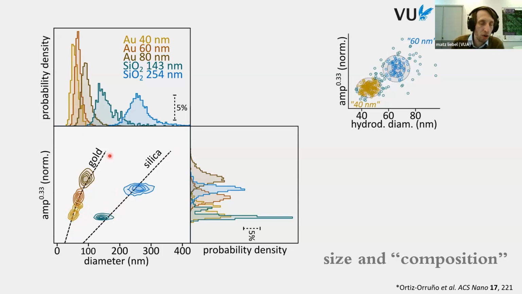The lines just show that what we measure also nicely agrees with theoretical predictions of the size-dependent scattering amplitudes that we would expect. And this works for both heterogeneous and homogeneous samples. Here on the top right, you see a heterogeneous sample that we measured, composed of 40 and 60 nanometer gold spheres. You can see that within 3 sigma, we are, I think, pretty decent when it comes to distinguishing these two contributions.